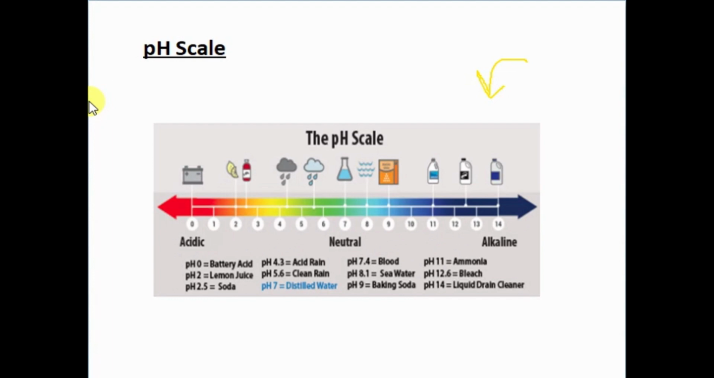Then we have something called acid rain. I have already discussed acid rain, the sulfuric and nitric acid part. If you haven't watched it, go watch the first part. Okay, so this was about the pH scale.